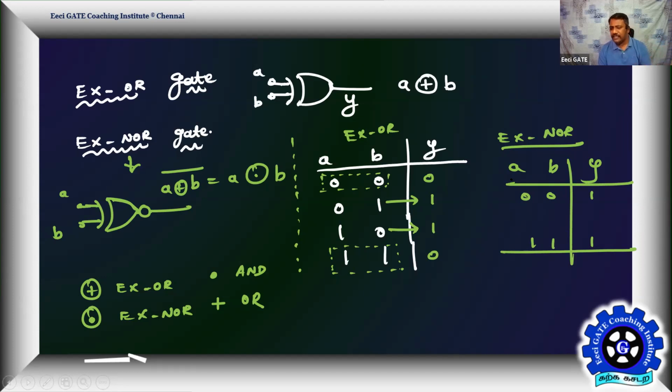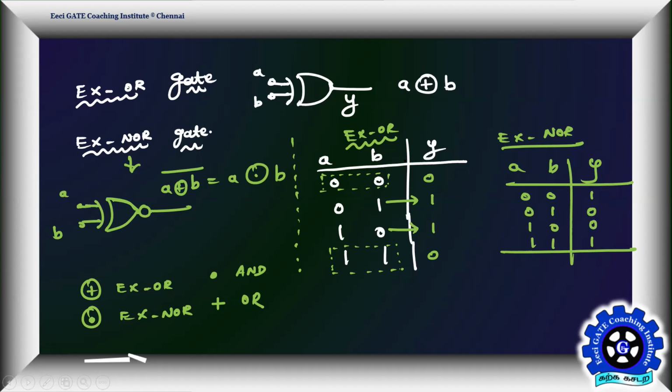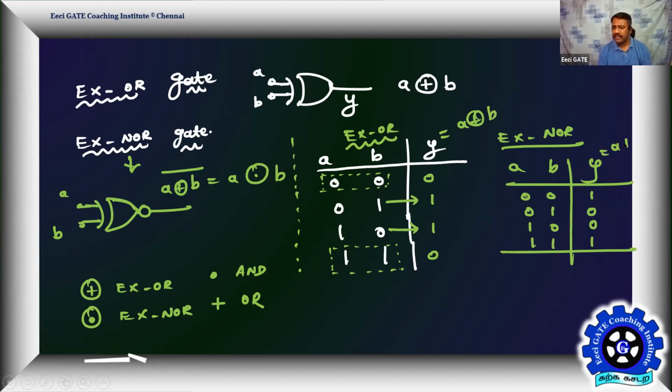So let me go straight to the logical conclusion. When the two inputs are identical, output is 0, that's the exclusive OR function. When the two inputs are identical, output is 1, that's the exclusive NOR function. If they are different, output is 0, the complement of it. So here Y is A XOR B, and here Y is A XOR B, the whole bar, or you can say A XNOR B. This is only a short representation of a logic function.